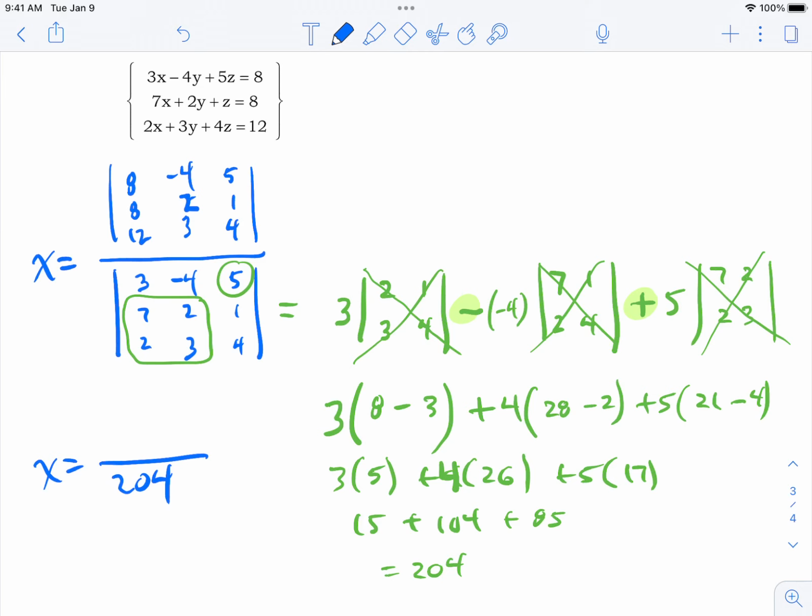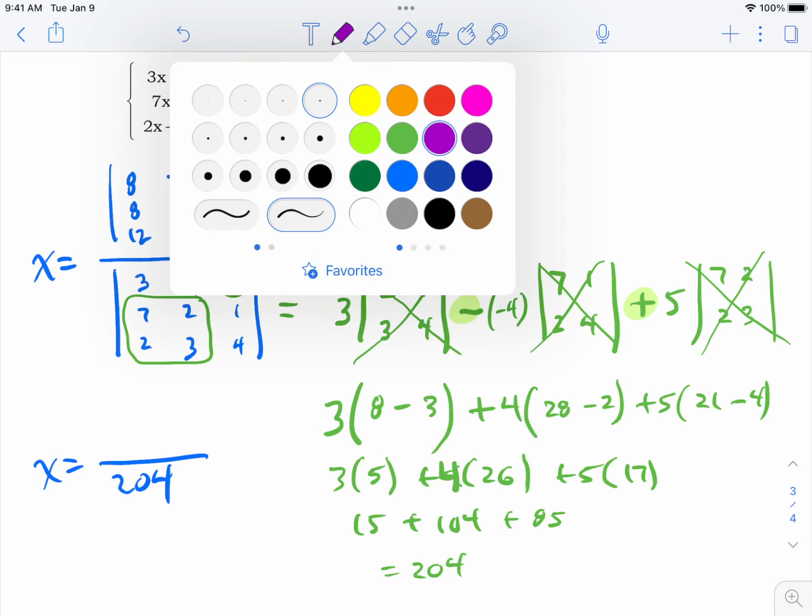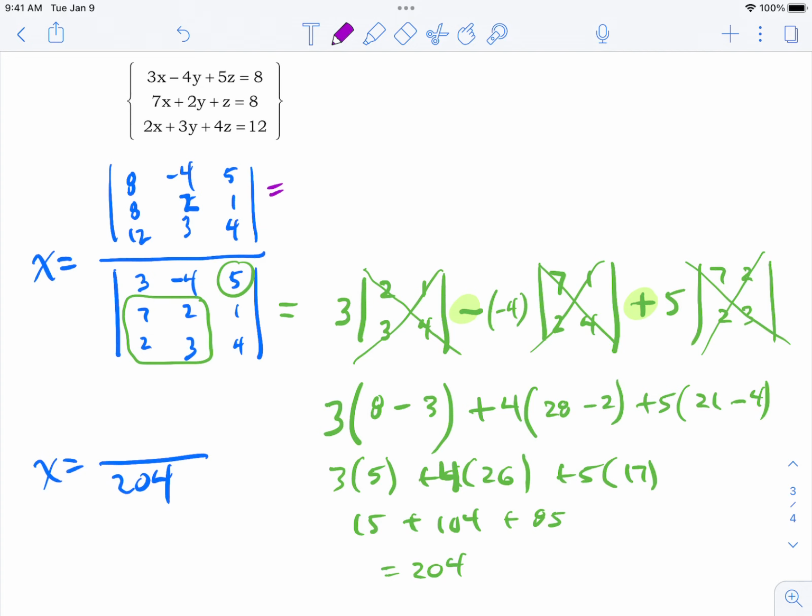I only wrote down the final answer. Well, okay, let's see what we get for the top determinant. Get a different color going. On the top, so again, you start with the 8, and then you take these numbers and put up a 2 by 2. A 2, a 3, a 1, and a 4.